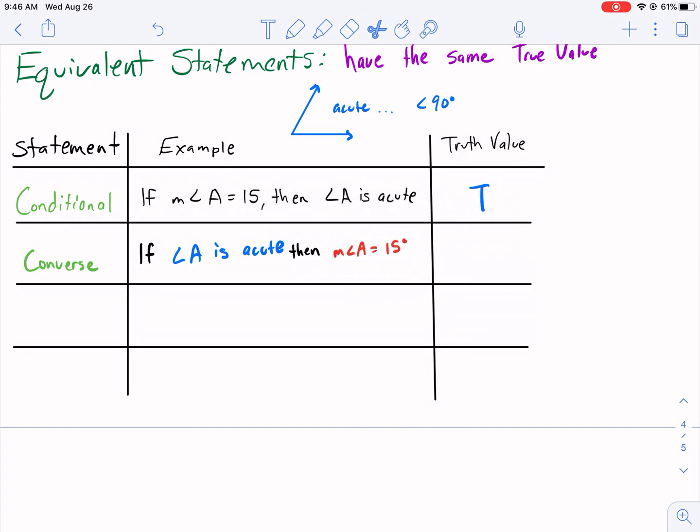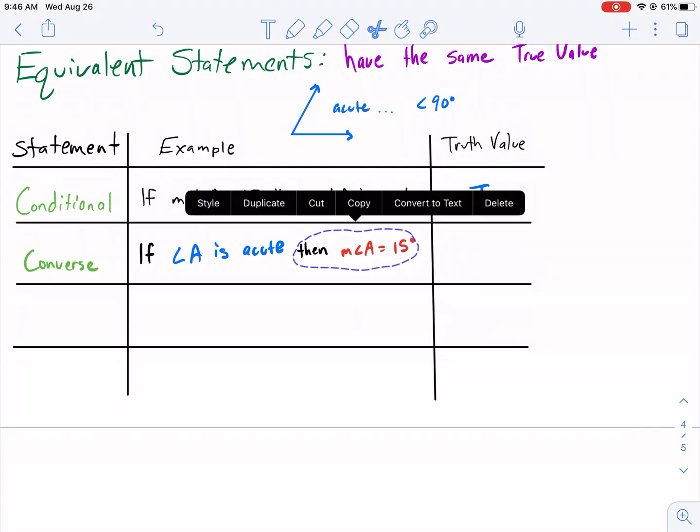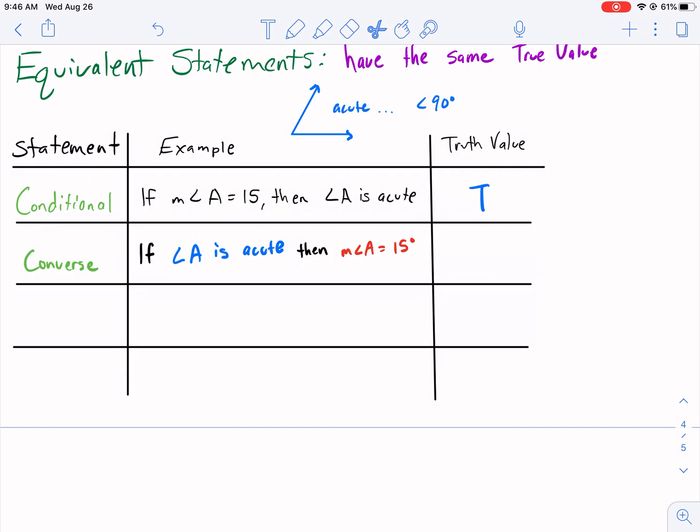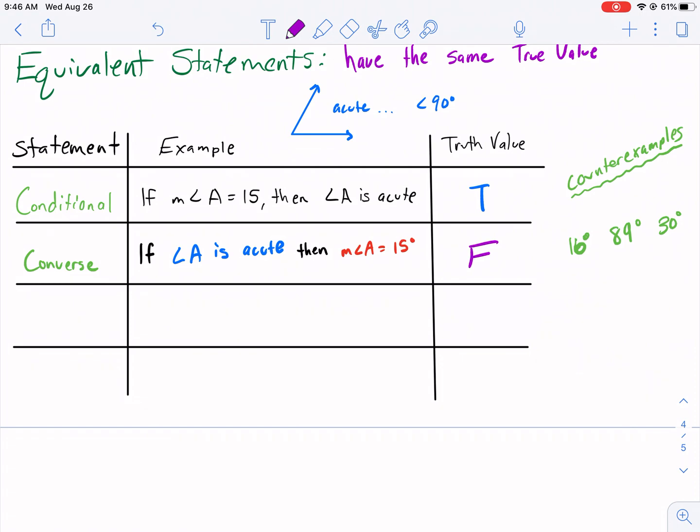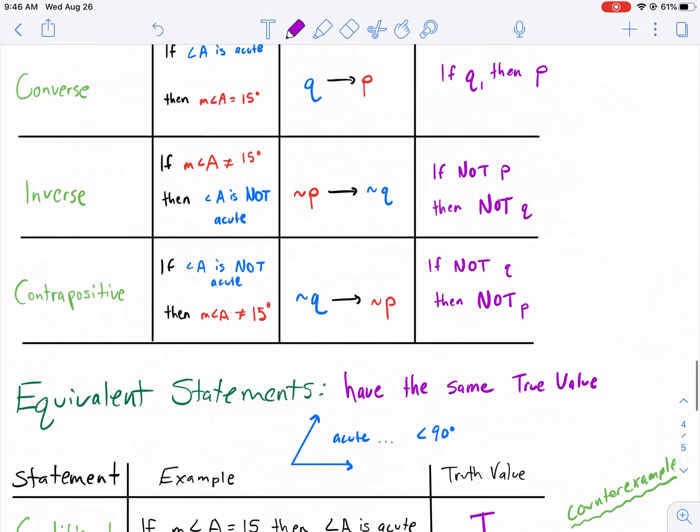That is not true. We could have an 89 degree angle. We could have an 85 degree angle. We could have a 20 degree angle. We came up with a bunch of counterexamples, and that was from section 2.1. Our counterexamples are 16 degrees, 89 degrees, 30 degrees, and so on. Those are all counterexamples. If you can find just one counterexample, it makes it false. So in this case, it is false. I'm going to use purple instead. False. So we found a counterexample, so that makes the converse of this conditional statement false.